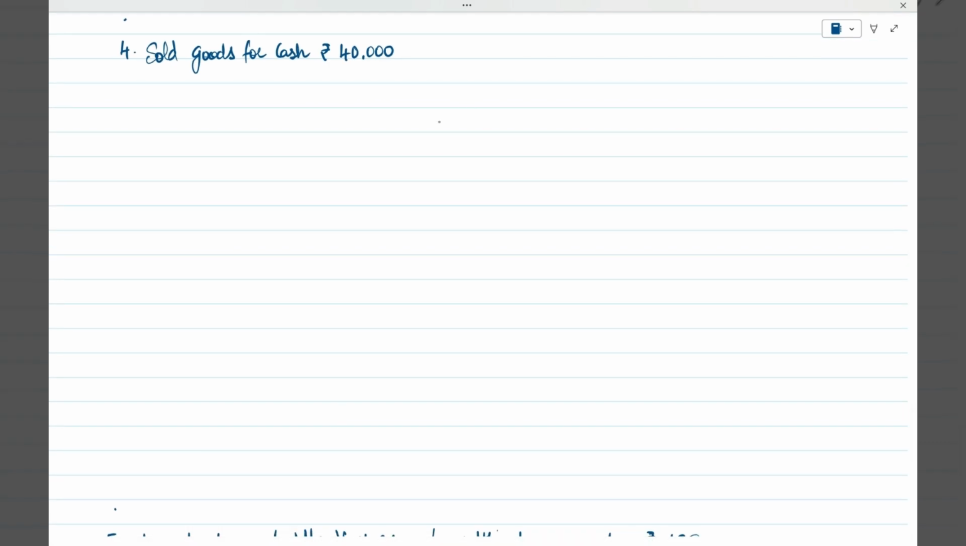Let's move on to the next transaction. Now it is a sale transaction. Sale of goods for cash for rupees 40,000. What are the two accounts involved? One is cash account and the other is sales account. What is the nature of cash account? It is a real account. Correct. And sale is a nominal account. What happened to the cash? We received cash. That means something came in, right?